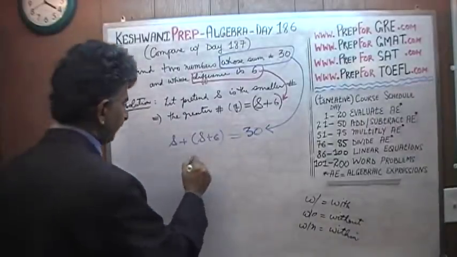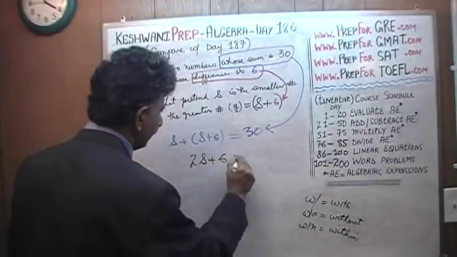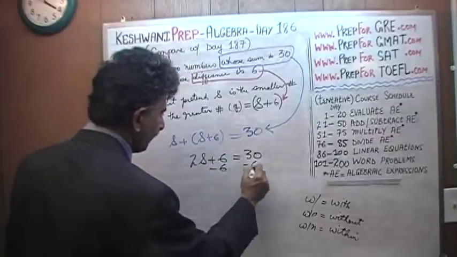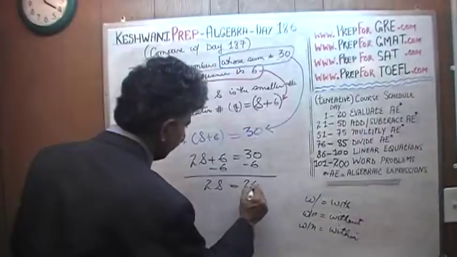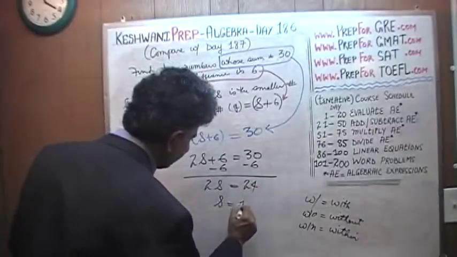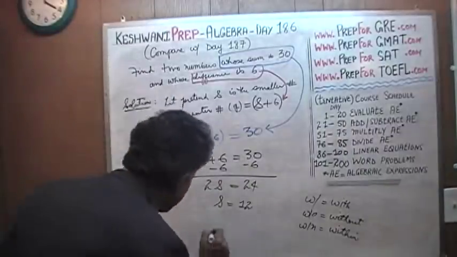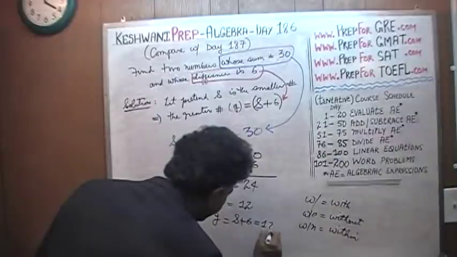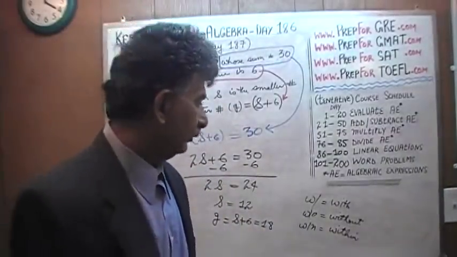So S plus S is 2 S's plus 6 equals 30. Let's subtract 6 from both sides. And we get 2 S's equals 24, and therefore S equals 12. Well, if S equals 12, then the greater number, which is S plus 6, must be 18. Well, that's it, we're done. The answer is 12 and 18.